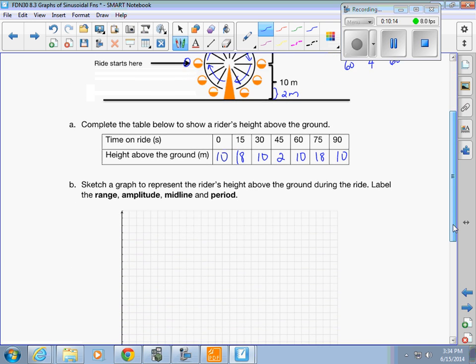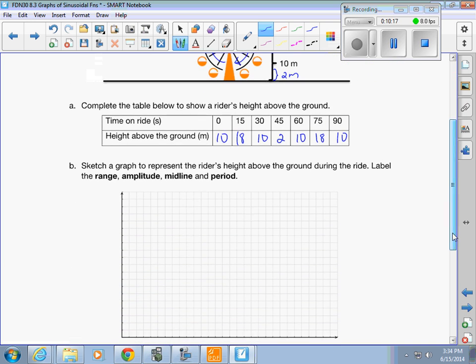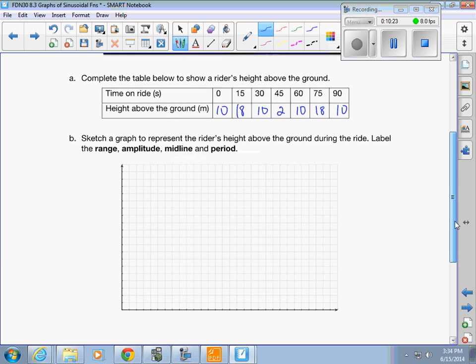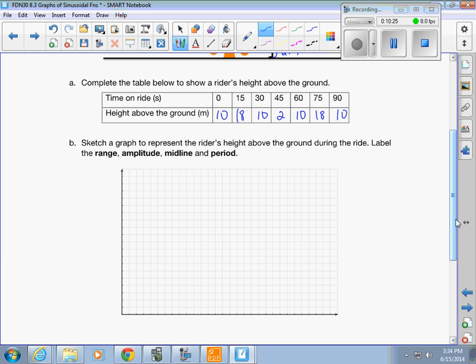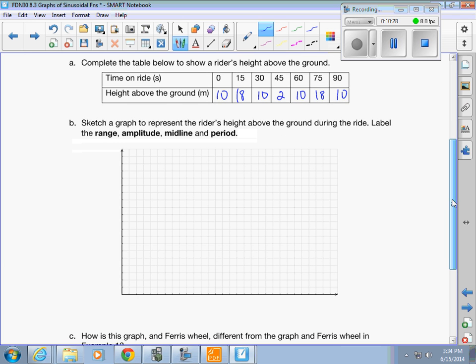So B part says, sketch a graph to represent the rider's height above the ground during the ride. Label the range, amplitude, midline, and the period. Okay, so let's start first with labeling our axes. Our x value is our time in seconds. Our y value is our height in meters. So what we could do here is mark these off in every 2 is 15 seconds. So if that's 15, this would be 30. This would be at 60.